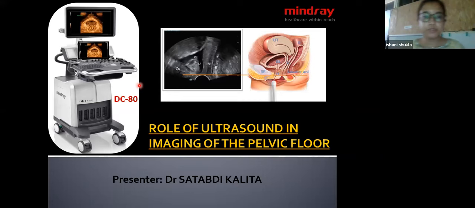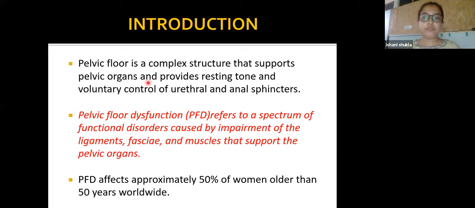Good morning, everyone. My topic of today's presentation is the role of ultrasound in imaging of the pelvic floor. The pelvic floor is a complex structure that supports pelvic organs and provides resting tone and voluntary control of urethral and anal sphincters. Pelvic floor dysfunction refers to a spectrum of functional disorders caused by impairment of the ligaments, fascia, and muscles that support the pelvic organs. It affects approximately 50% of women older than 50 years worldwide.